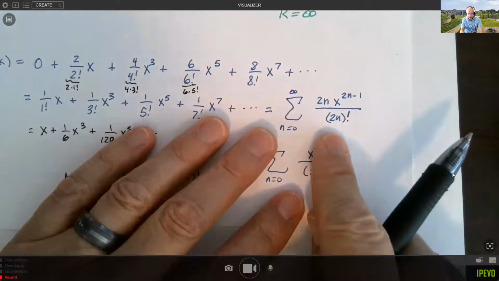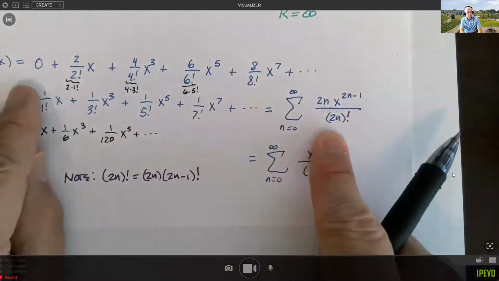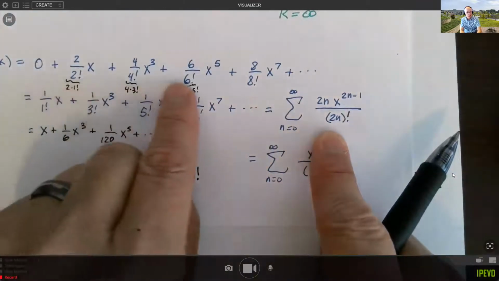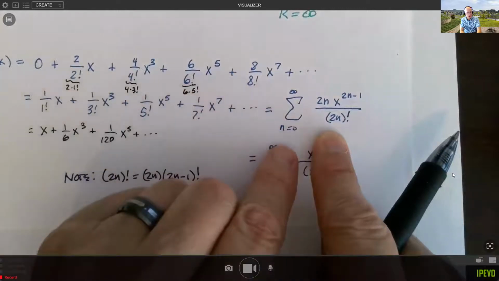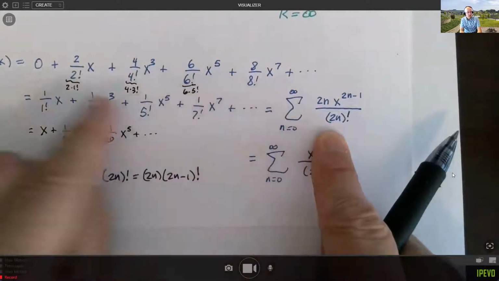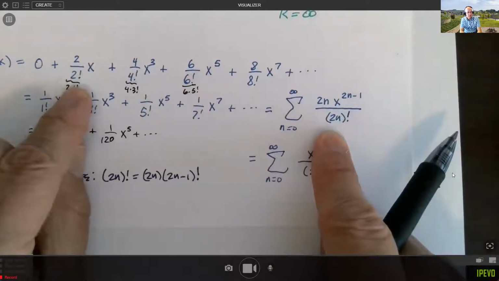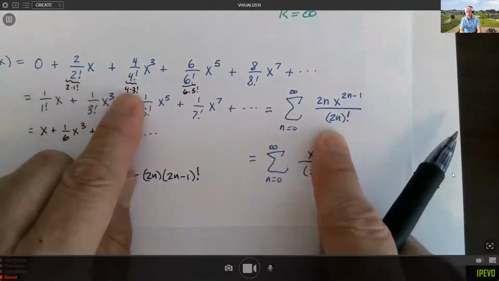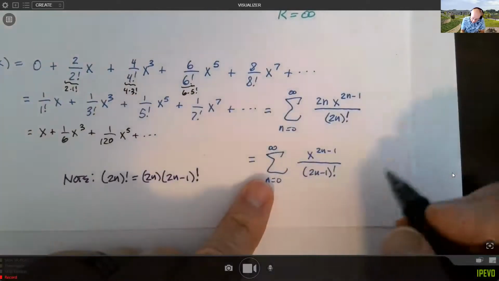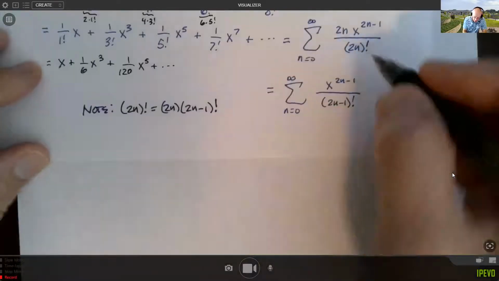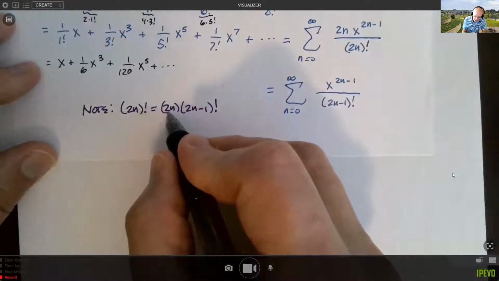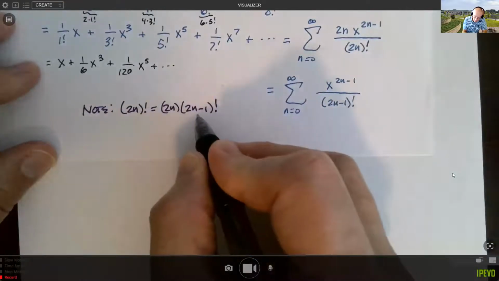And that actually matches up very well with my first line here, my term by term. If you plug in n equals 0, you get 0. If you plug in n equals 1, you'll get this. If you plug in n equals 2, you get this, and so on. But I can simplify because remember, 2n factorial is 2n times 2n minus 1 factorial.